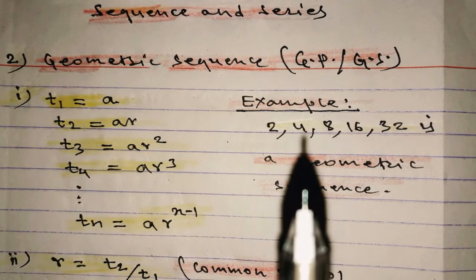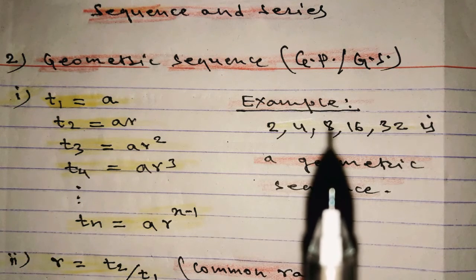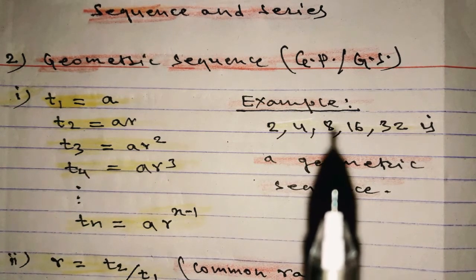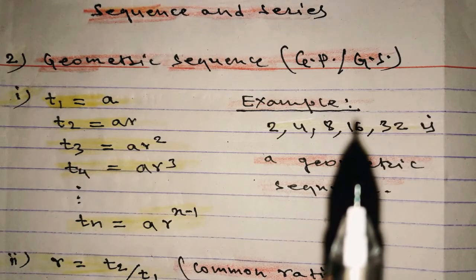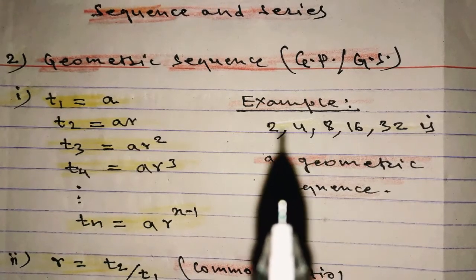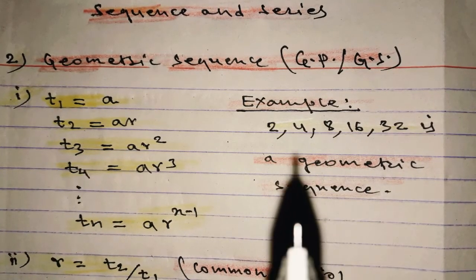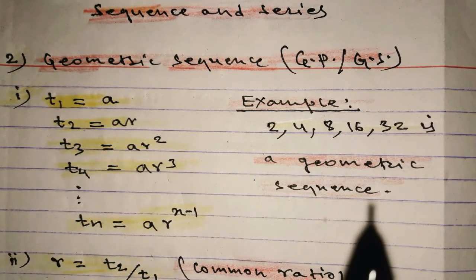If we divide the succeeding term by the preceding term, 4 by 2, we get 2. Again, if we divide the succeeding term by the preceding term, 8 by 4 is 2, 16 divided by 8 is 2, 32 divided by 16 is equal to 2. So if we take the ratio of any two consecutive terms, we get the same ratio. Then the sequence is called a geometric sequence. That means the arrangement of numbers in which the common ratio is the same is called a geometric sequence.